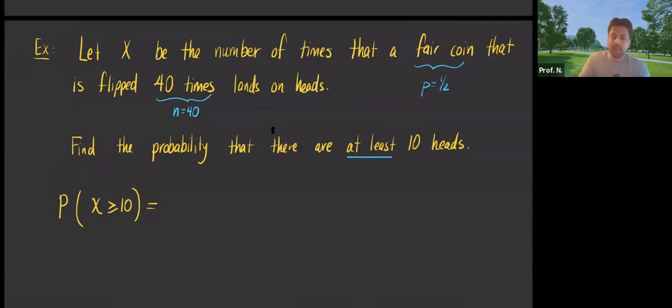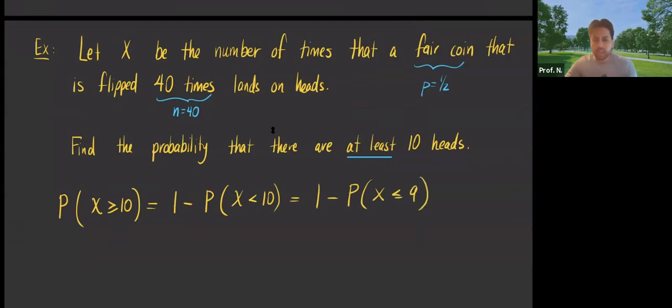How would you find this probability? You can do that. That makes sense, 1 minus the probability. I would do that, yeah. X less than 10, which would be what? 1 minus the probability that x is less than or equal to 9, right? Because this is a discrete world, right? So if you're less than 10, then you're going to be 9, 8, 7, 6, 5, 4, 3, 2, 1, 0.